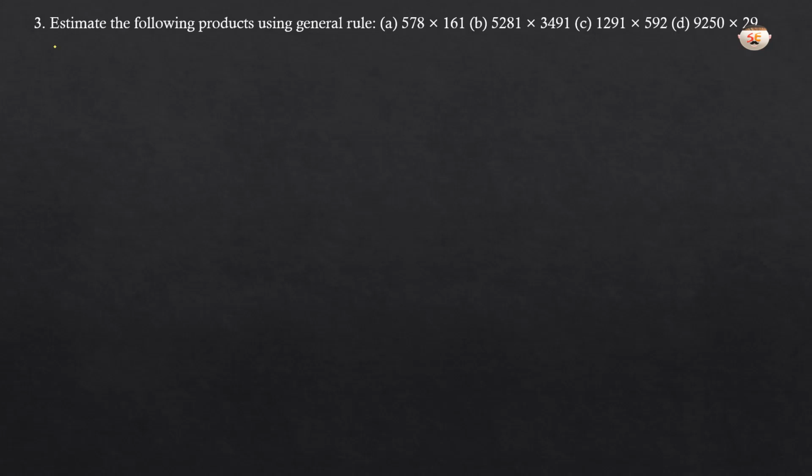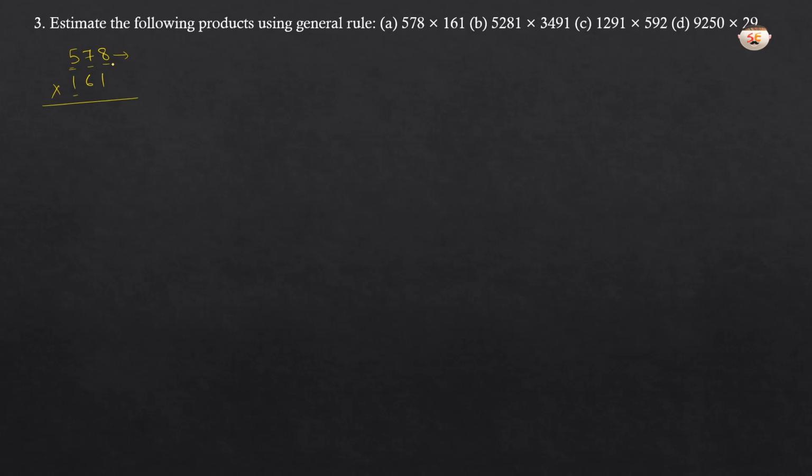Okay. Now the next question is question number 3. In this question, we have to estimate the following product using the general rule. We know the general rule. The general rule says that first we round off the two factors correct up to their highest place, and then we multiply. What is the highest place in 578? Ones, tens, hundred. 100 is the highest place in 578.